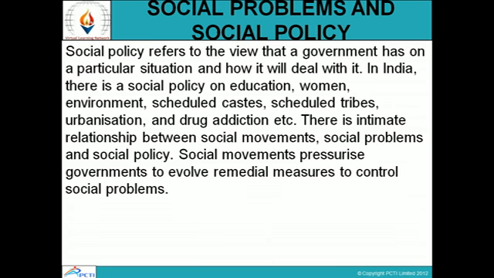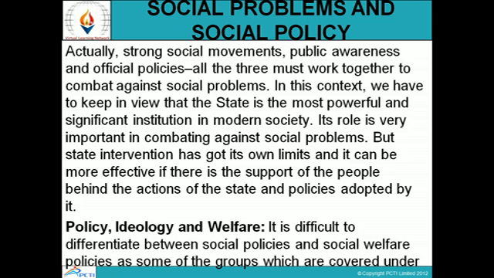Social policy refers to the view that a government has on a particular situation and how it will deal with it. In India, there is a social policy on education, women, environment, scheduled castes, scheduled tribes, urbanization and drug addiction, etc. There is an intimate relationship between social movements, social problems and social policy. Social movements pressurize governments to evolve remedial measures to control social problems. Actually, strong social movements, public awareness and official policies, all the three must work together to combat social problems.